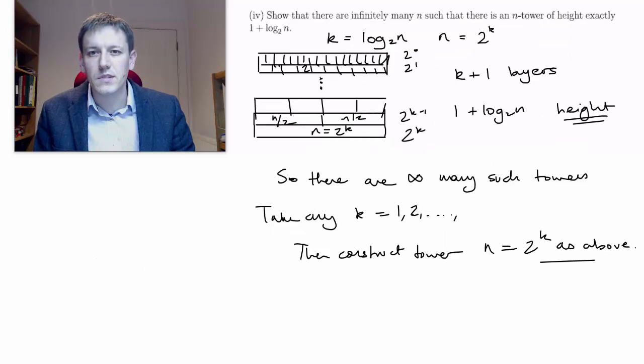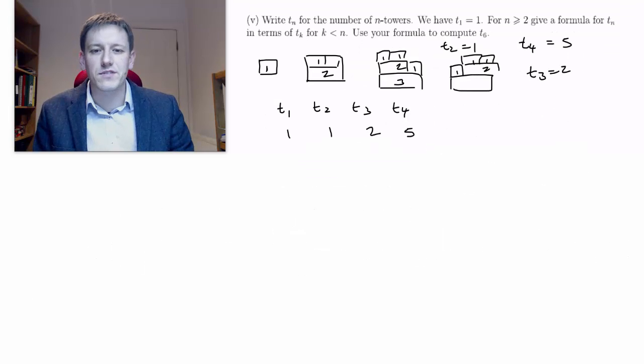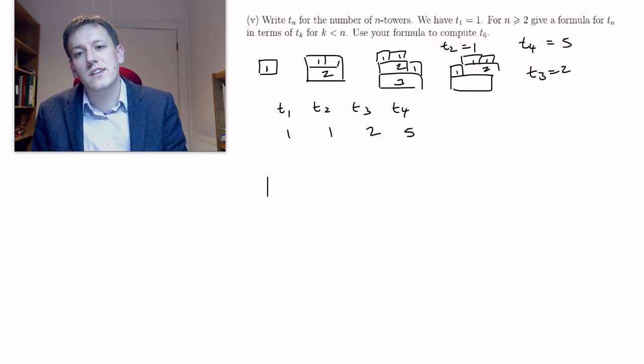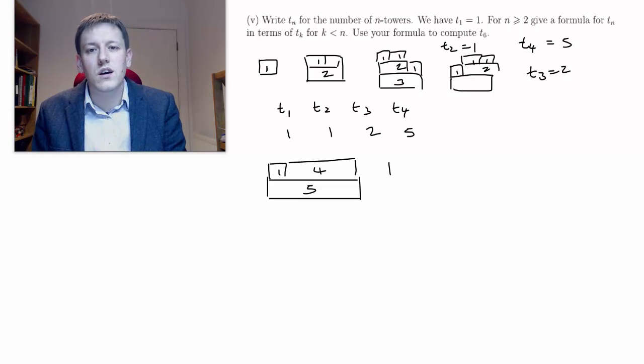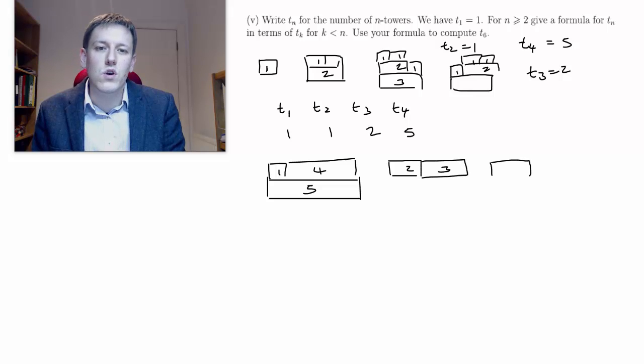Okay. And if you think about it, that's what we'd have to do for any larger number here, right? So if I'm starting to think about T5, I'm not going to try and draw them all out, but for the first layer on top of a 5, I'm either going to have to do 1 and a 4, or a 2 and a 3, or a 3 and a 2, or a 4 and a 1, okay?